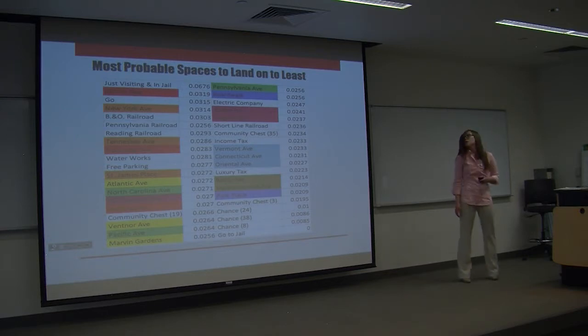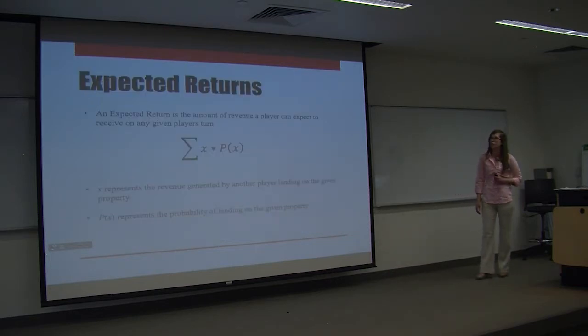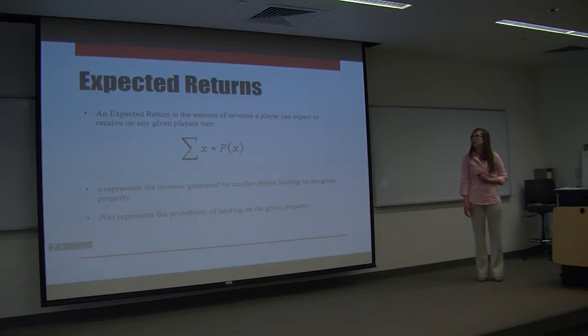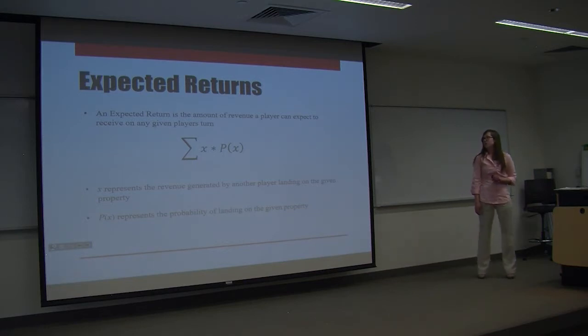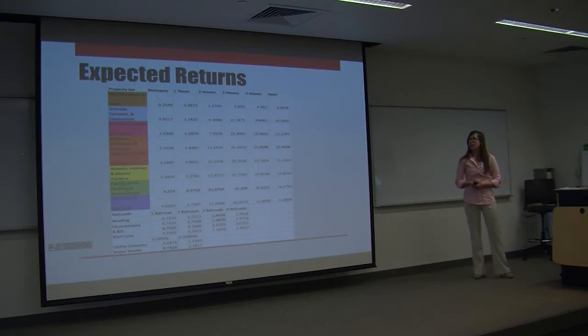So other than just looking at the most probable spaces, I also went ahead and looked into expected returns. An expected return is the amount of revenue a player can expect to receive on any given player's turn. This basically becomes the summation of x times the probability of x, where x represents the revenue generated by another player landing on the given property, and p of x represents the probability of landing on the given property. I did this for every property in Monopoly, and these are the results I ended up finding.